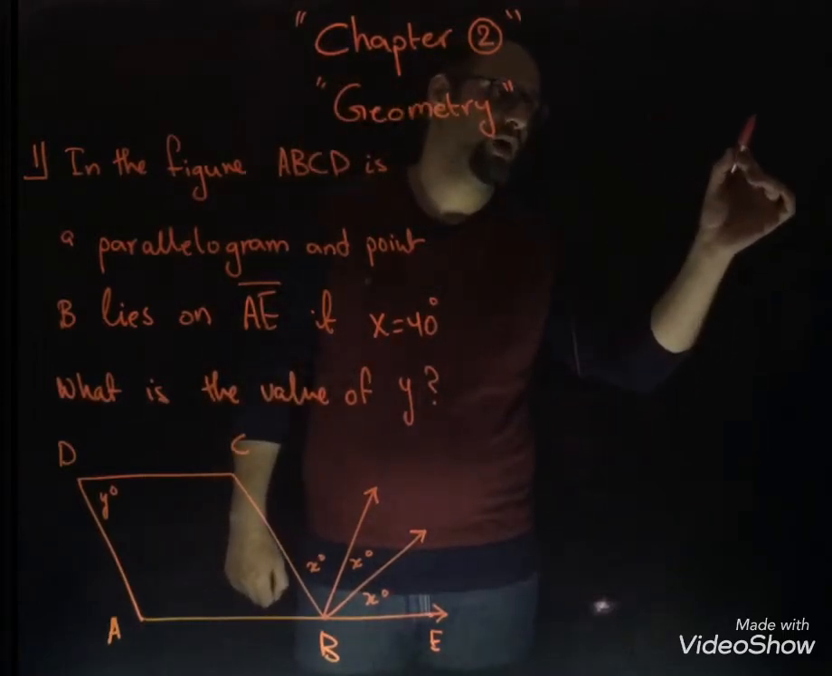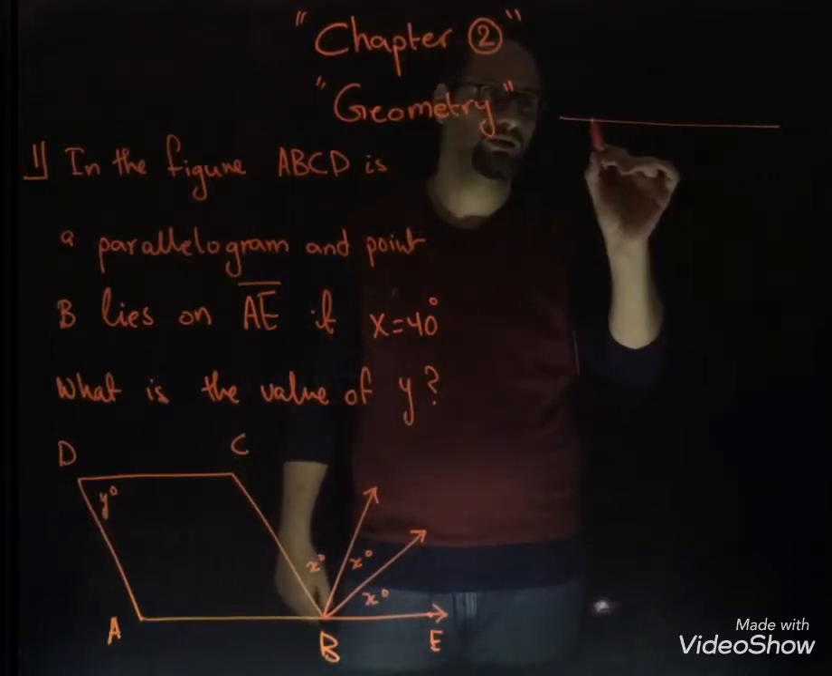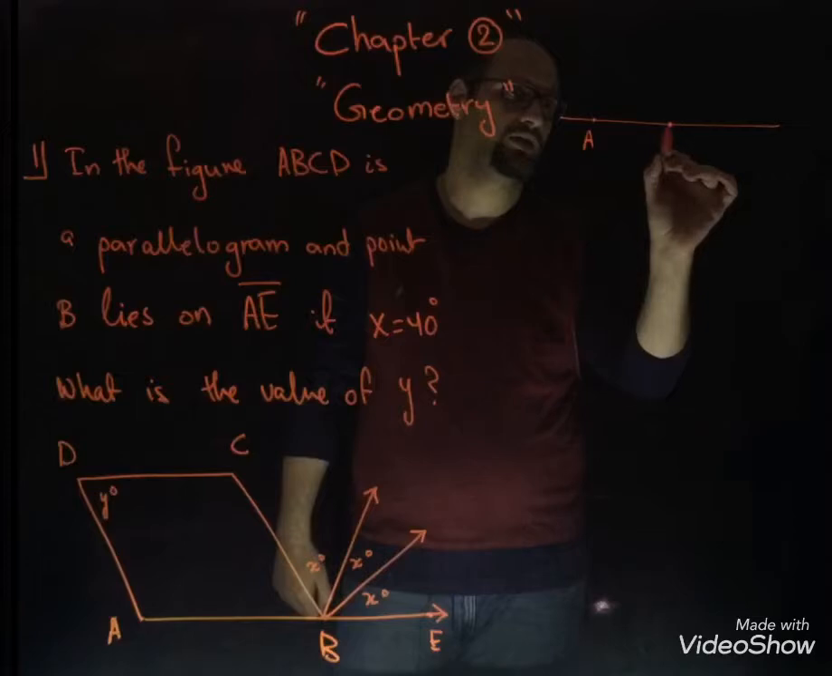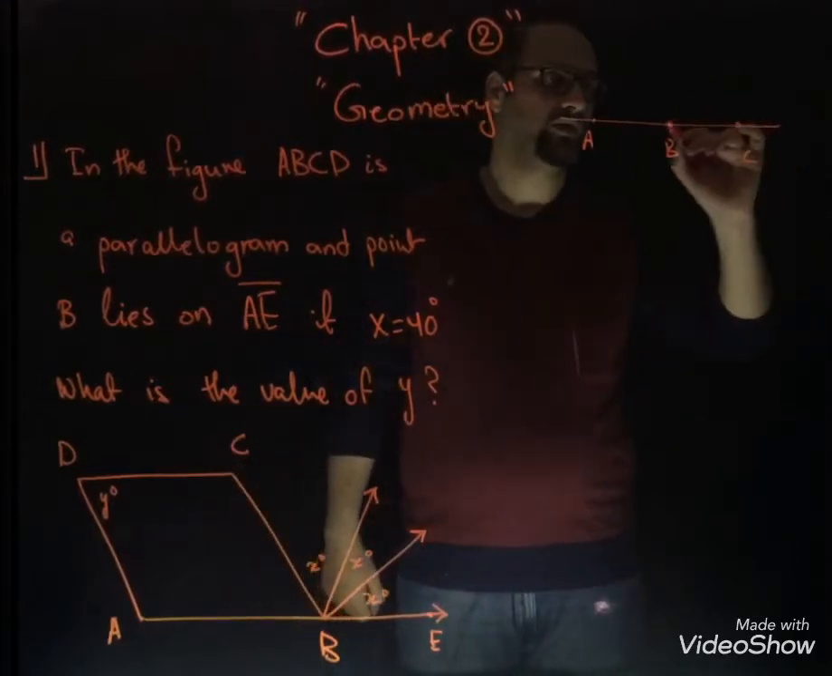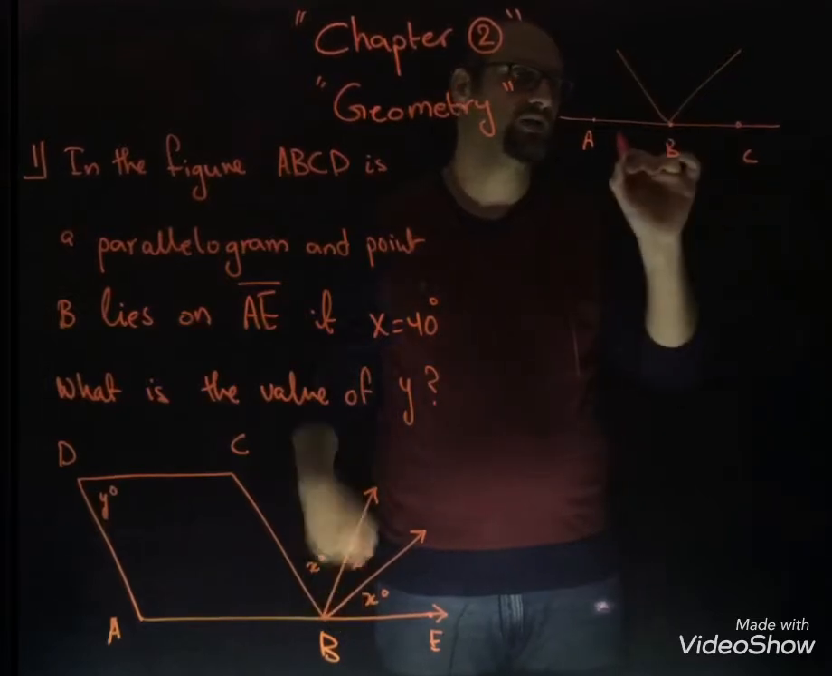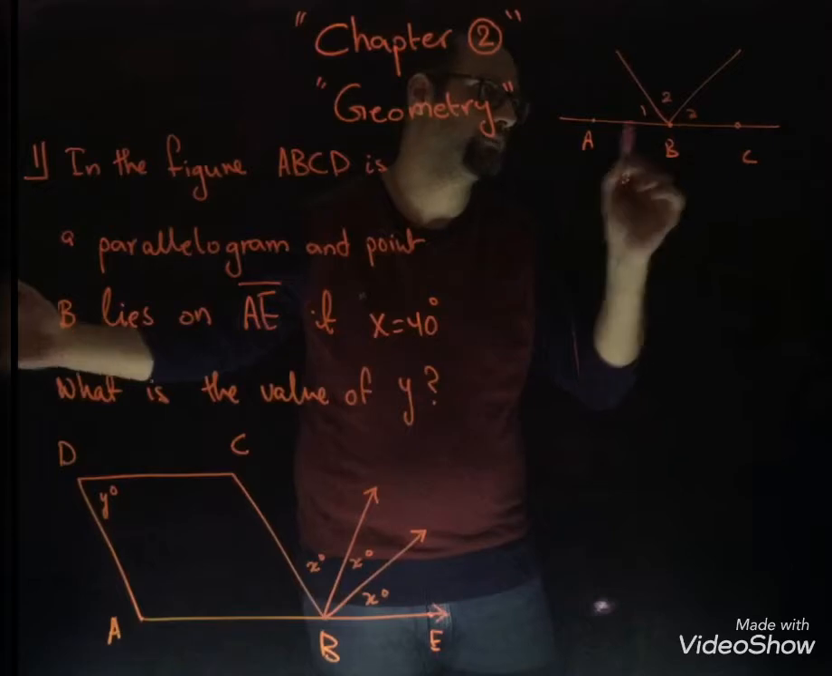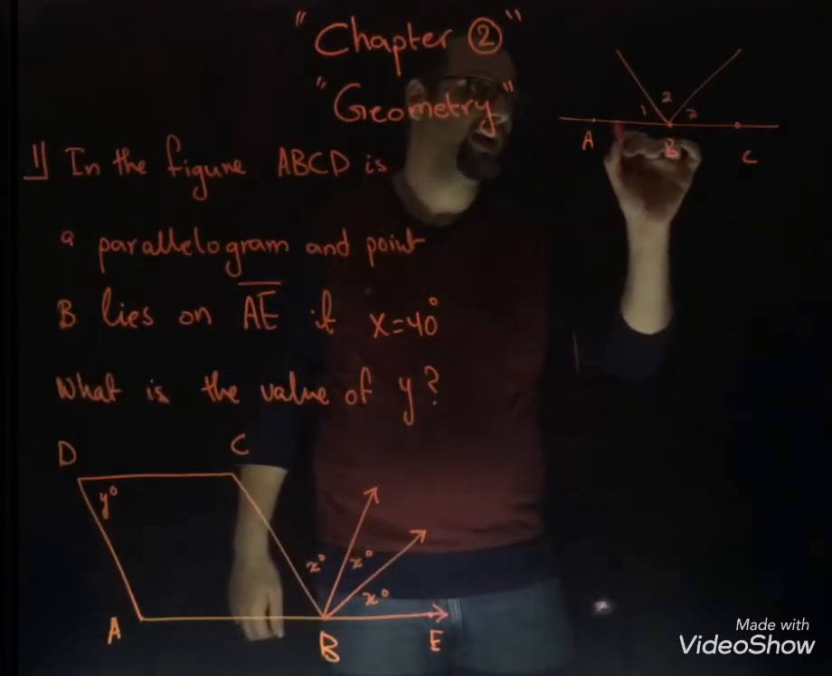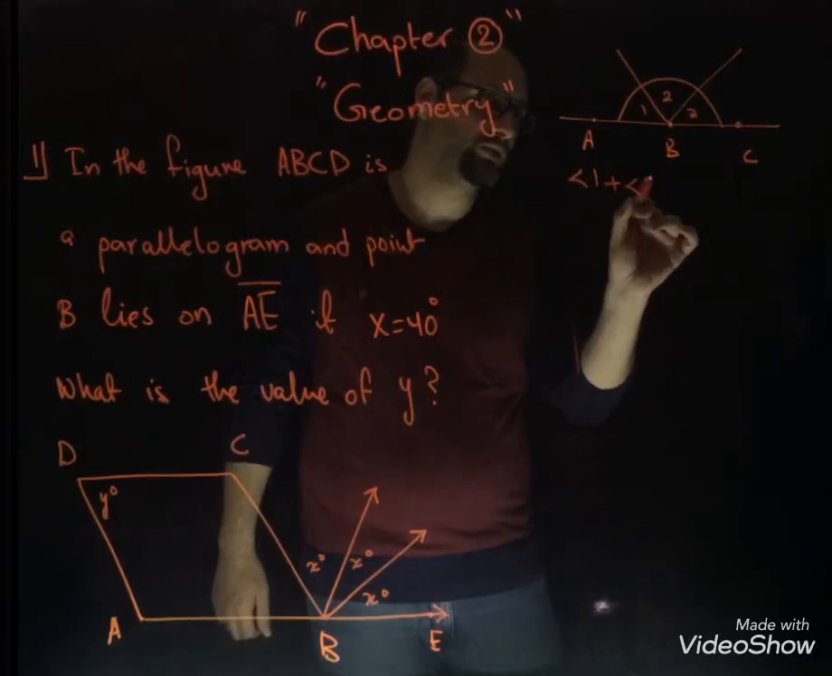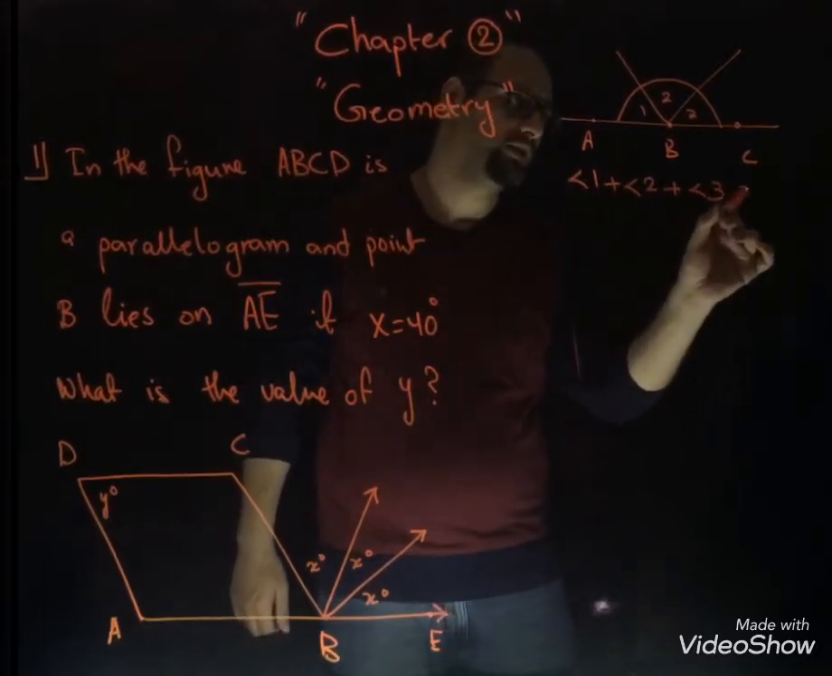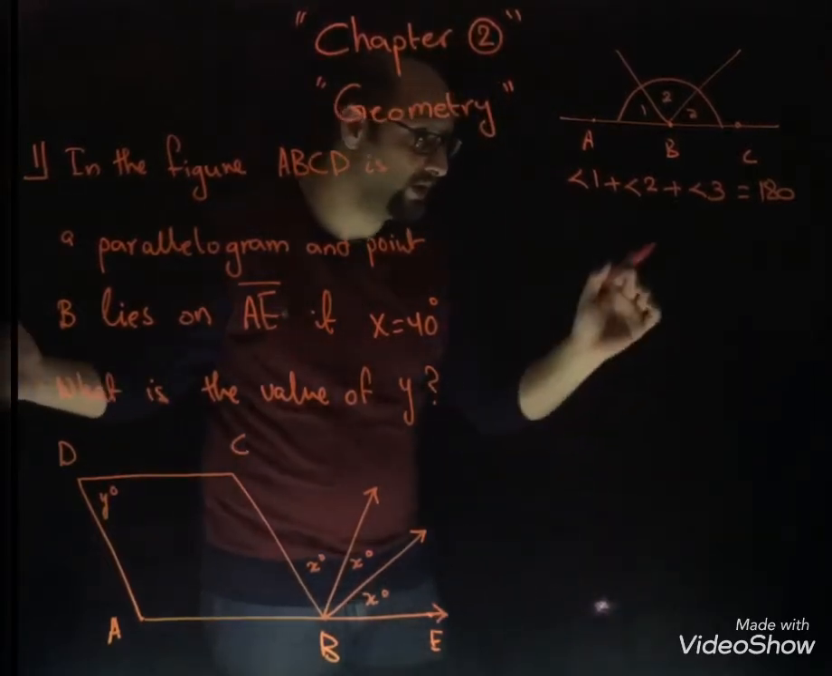The first piece of information is about the straight line. If we have a straight line, let's say A, B, C, and we have angles like this, these angles may be angle 1, 2, and 3. If we add these three angles, angle 1 plus angle 2 plus angle 3, the sum should equal 180.